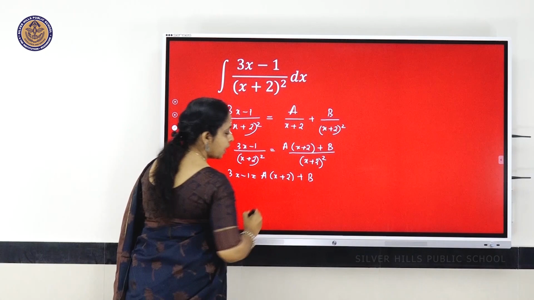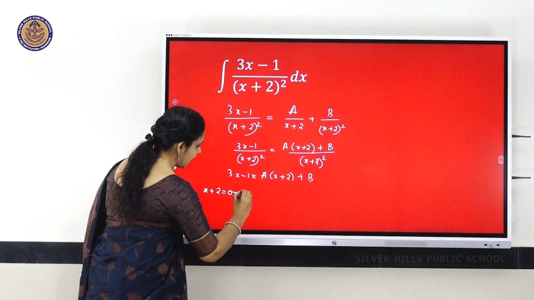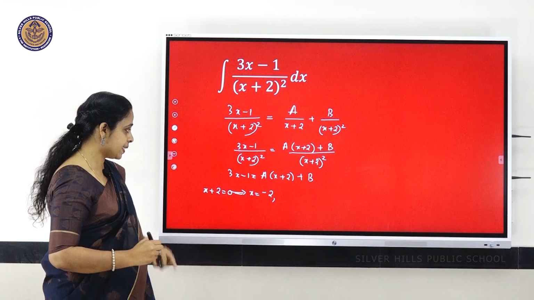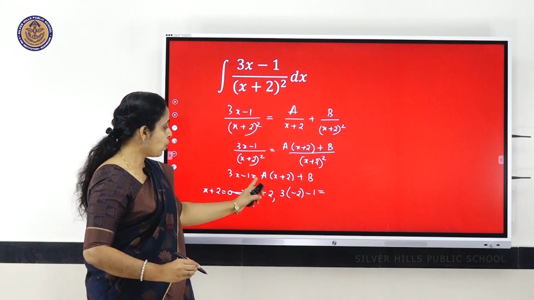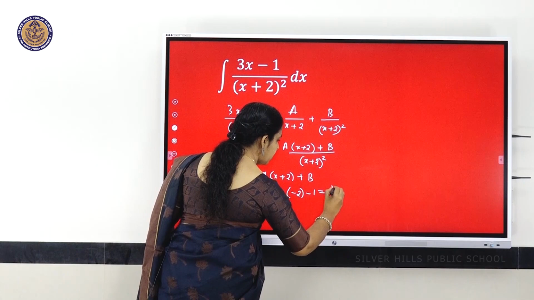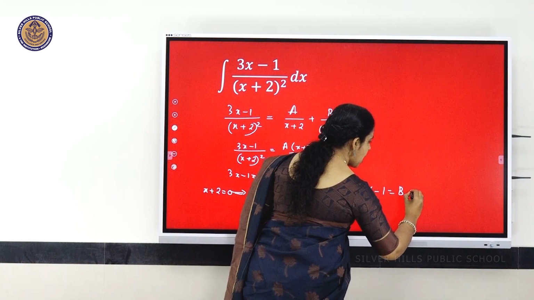Here the same factor is repeated. So, we can give that x plus 2 equal to 0. Putting x plus 2 equal to 0, we get x equal to minus 2. Substituting minus 2, LHS, 3 into minus 2 minus 1 equal to, when we give x plus 2 equal to 0, a will become 0 automatically, you will get the value of b. That means 3 into minus 2 minus 1, minus 6 minus 1 equal to b, or you will get the value of b as minus 7.